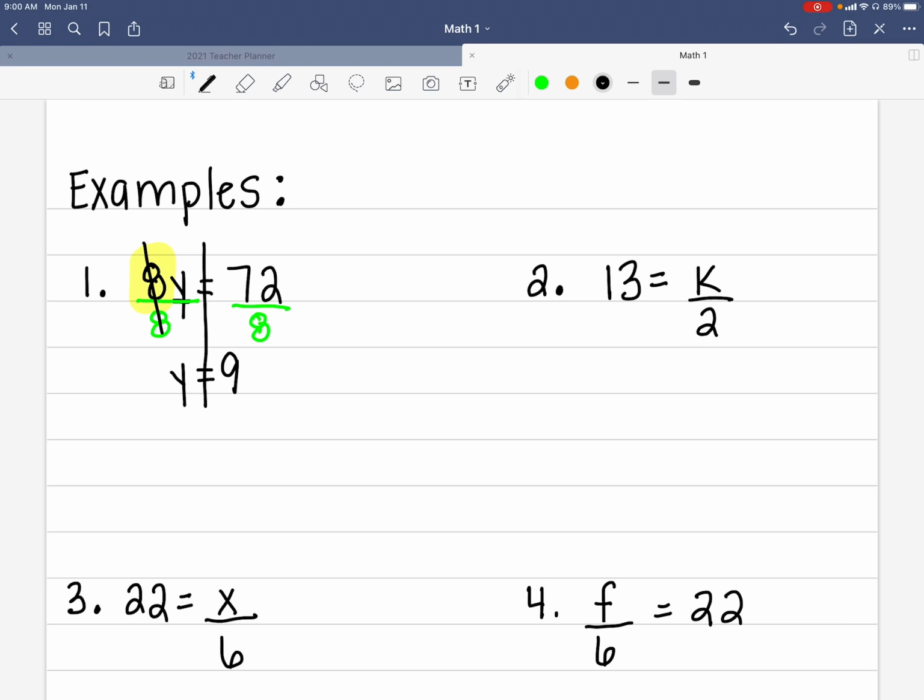All right, so for my next example, this time I'm solving for k, and my operation this time is divided by 2. So we need to inverse that by multiplying by 2. So when we multiply by 2, we're going to multiply by 2 on both sides. Now, 2 divided by 2, those are going to cancel out. So I now have k equals, and then 2 times 13 is going to give me 26. Again, check it out. So 26 divided by 2 does equal 13.